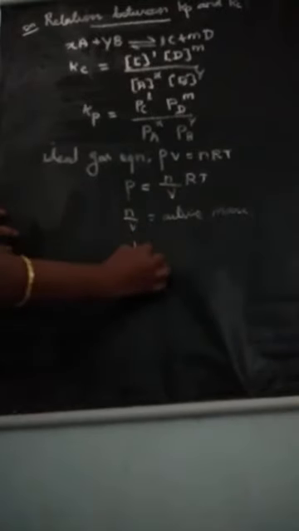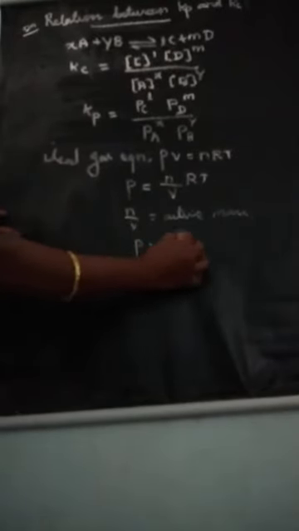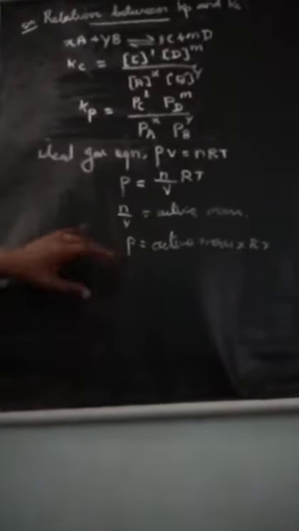n by V formula already we learned. n by V is equal to active mass. So the formula: pressure P is equal to active mass into RT. Understand? Now listen. This is the common pressure formula.